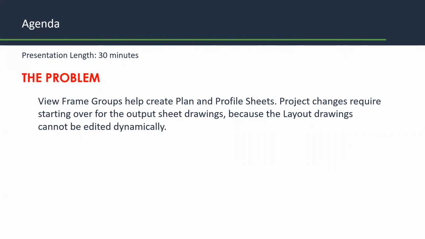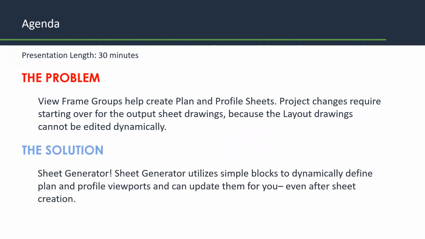And the way that we're going to get around this is we're going to use the sheet generator tool in the Sim project suite from CTC Software. Sheet generator utilizes simple blocks to dynamically define plan and profile viewports, and it'll update them for us, even after we've created the sheet. So we get to go from model space and push those changes all the way through to plan and layout.